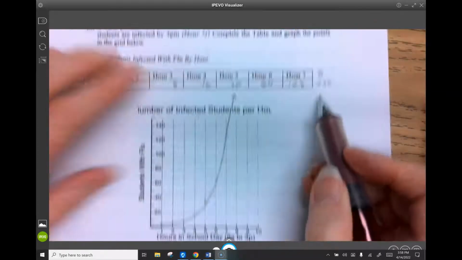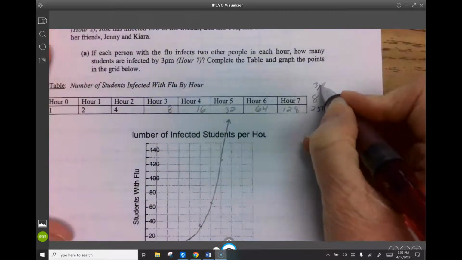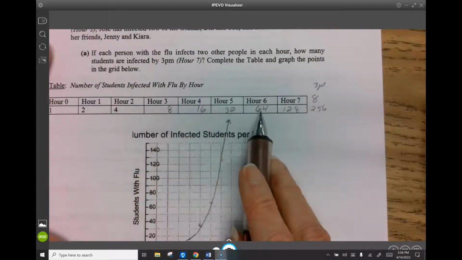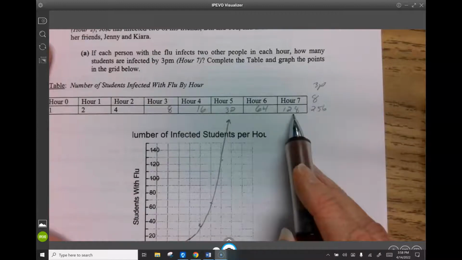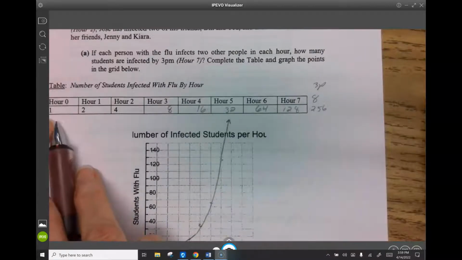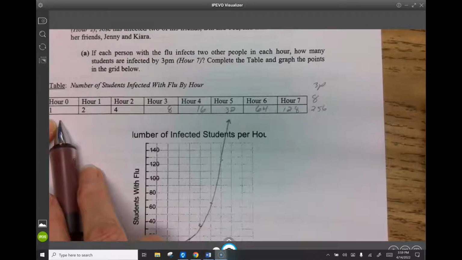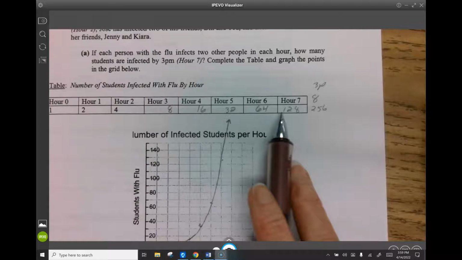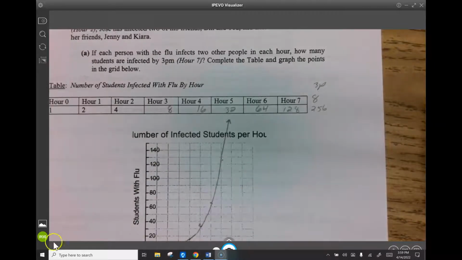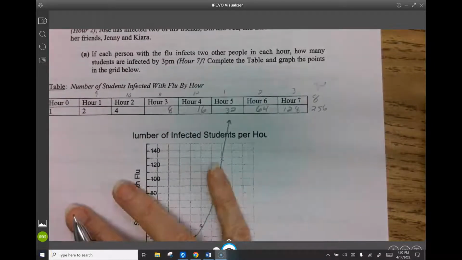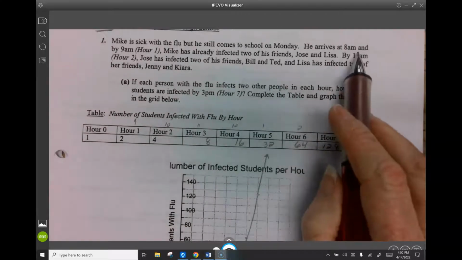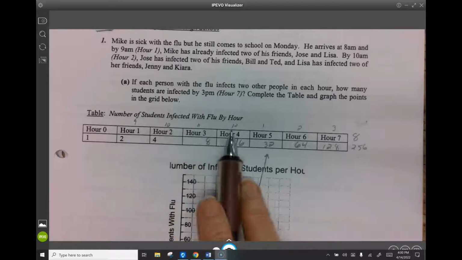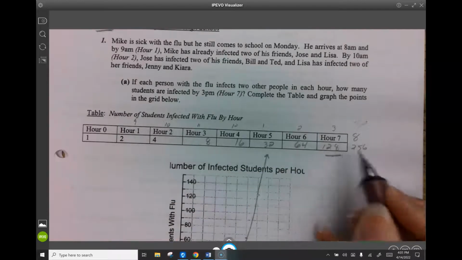Well, that is hour 8. Hour 8 is 3 p.m. Because here's hour 8, 9, 10, 11, 12, 1, 2, 3. Hold on once again. Okay, sorry, I had to go back to do the reading again. It says he arrives at 8, and by 9 a.m., which is hour 1, so it's 9, 10, 11, 12, 1, 2, 3. So here is 3 p.m.